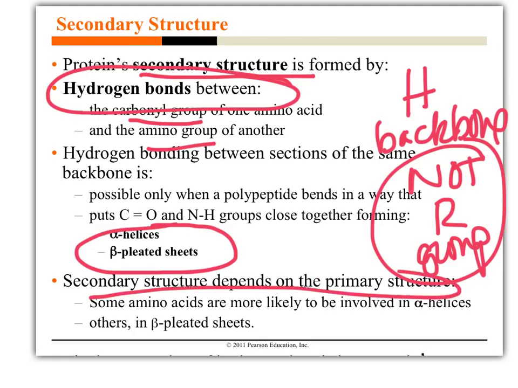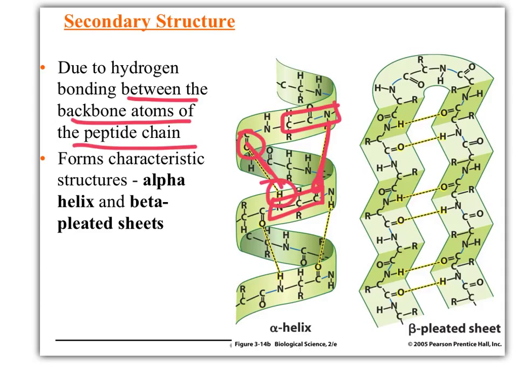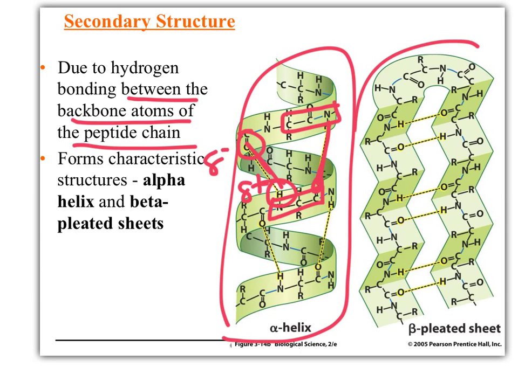It depends on the primary structure, which amino acids are next to each other. But nothing to do with the R group. It's hydrogen bonding between backbone atoms of peptide chains. Right, this is a backbone, N-C-C. This is the hydrogen, and the N-C-C of another, the oxygen. Hydrogen bonding: electronegative, electropositive, partial negative, partial positive attractions cause this kind of shape or this kind of shape.